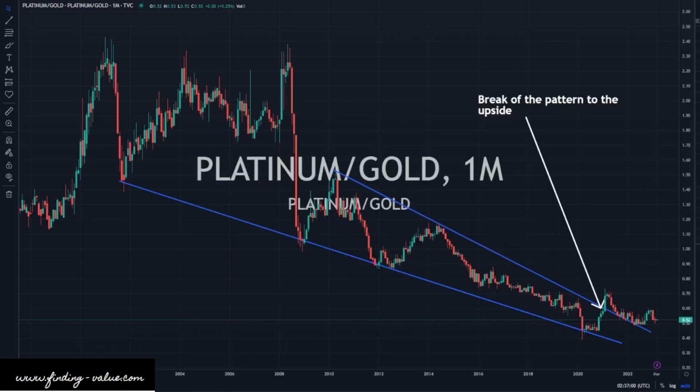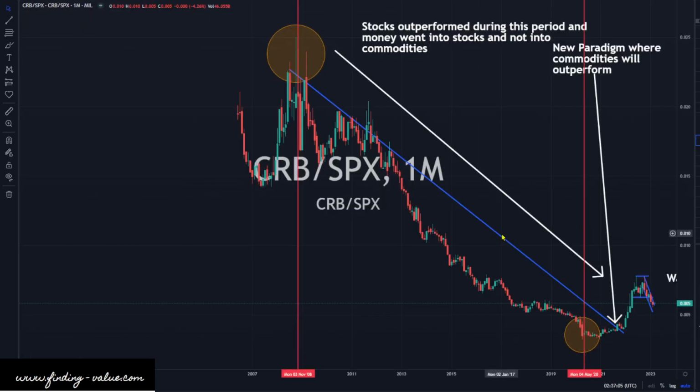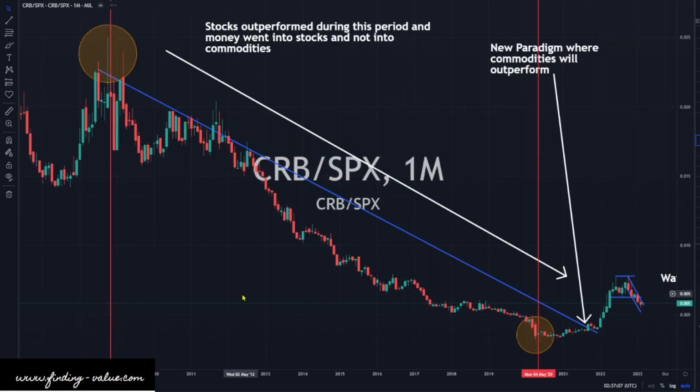So I'll first start, I'm going to go all the way up real quick. I'm going to start with the CRB index to S&P 500. This is the big boy chart. So just really quick, stocks outperformed during this period, and money went into stocks and not into commodities when this ratio was declining. Right here at this inflection point of this circle, that was the inflection point where a new paradigm occurred, and we went into an inflationary environment. That was the bottom of 2020.